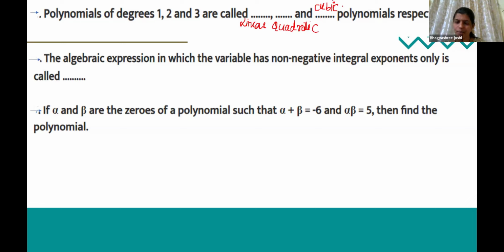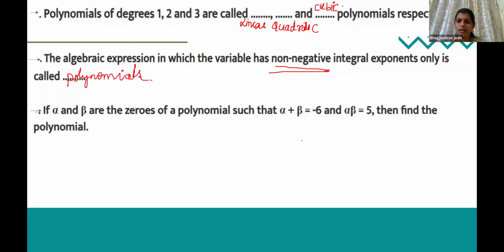Cubic polynomial. Next, the algebraic expression in which the variable has non-negative integral exponents only. See, here they have mentioned non-negative. Non-negative means it is positive exponents. That we call polynomials. Non-negative, that is polynomials.